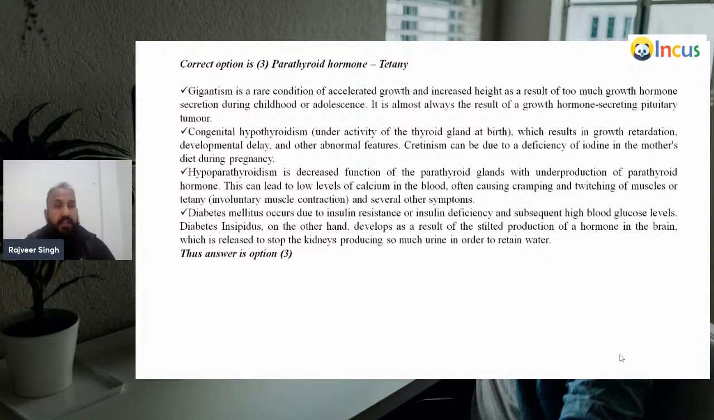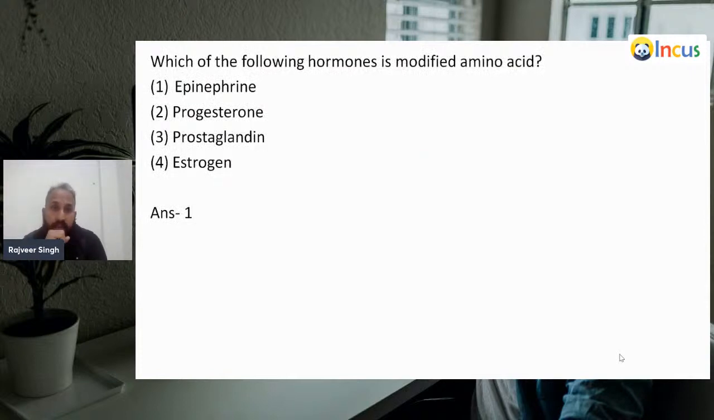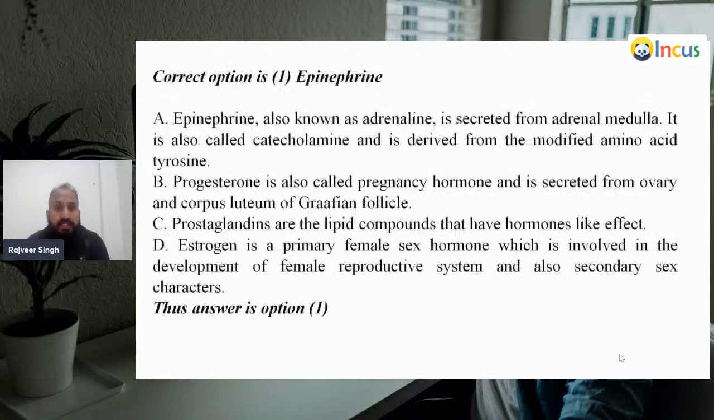Then next question: which of the following hormones is a modified amino acid? Epinephrine, progesterone, prostaglandin, and estrogen. Yes, definitely our answer will be first, epinephrine. Why do we choose epinephrine? Because epinephrine, also known as adrenaline, is secreted from the adrenal medulla. It is also called a catecholamine.